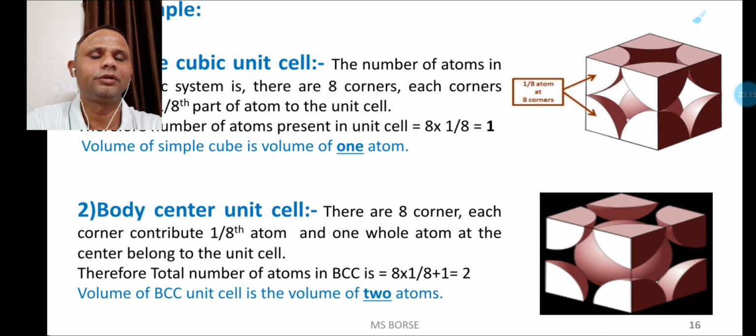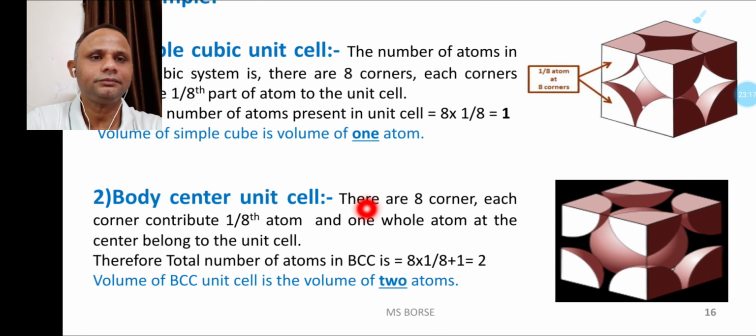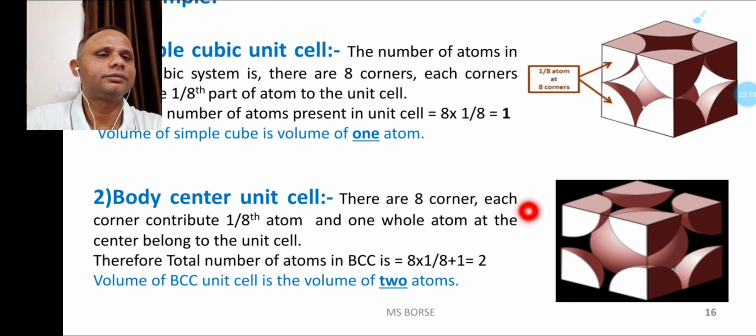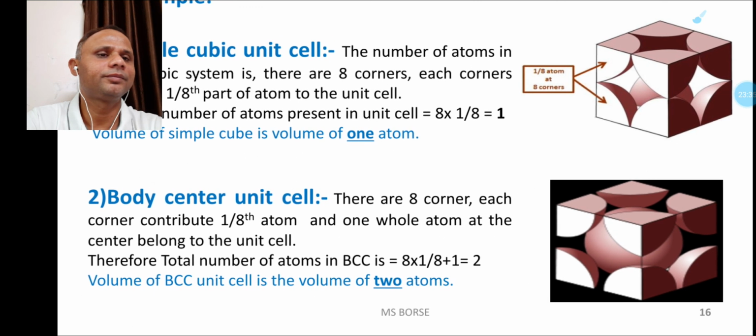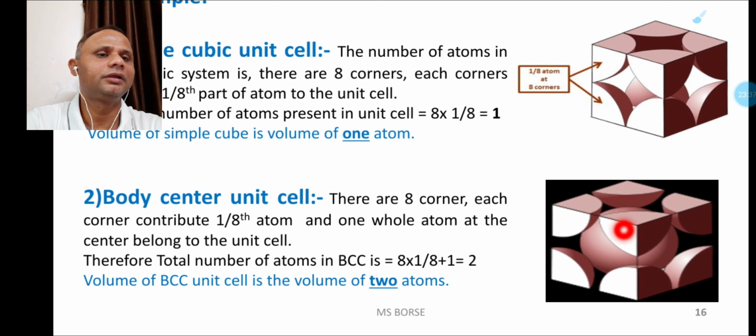In the body centered unit cell, there will be 8 corners. Each corner contributes 1 by 8 atom, and one whole atom is present at the center of the cube, right? If you see the figure, the 8 corners have 1 by 8 atoms each, and one complete atom is placed at the center of the unit cell.